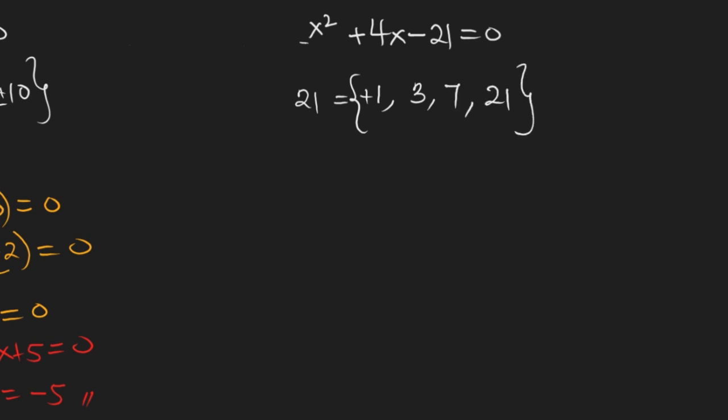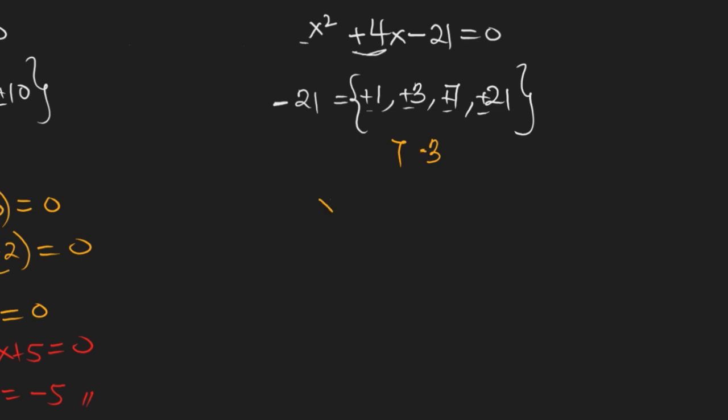So same way, here can be plus or minus, plus or minus, plus or minus, plus or minus. So which two of them will I multiply to give me negative 21 and then add to give me plus 4? So that will be 7 and 3. So what do I do to 7 and 3 to multiply to get negative 21 and then add to get positive 4? It means that the 3 should be negative.